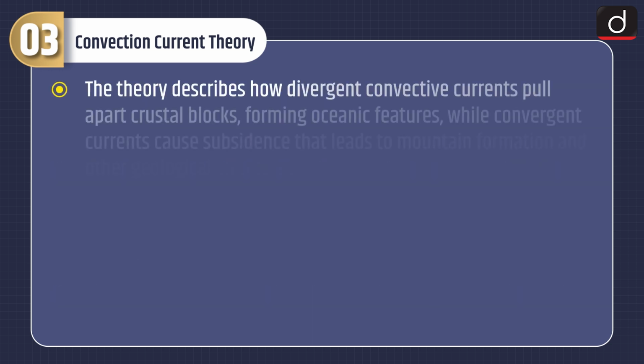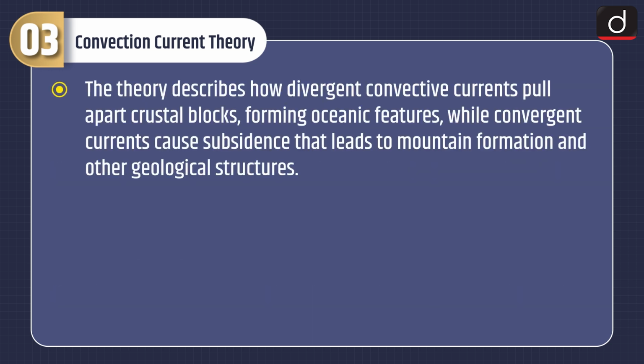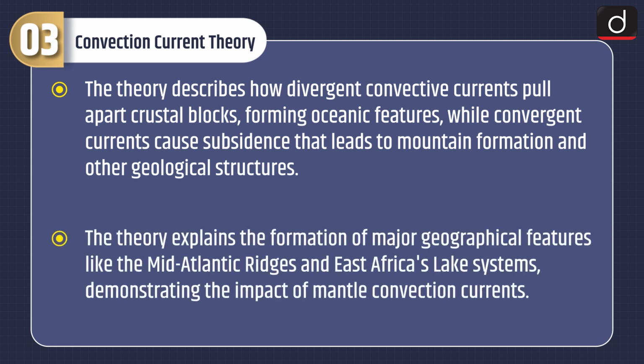The theory describes how divergent convective currents pull apart crustal blocks, forming oceanic features, while convergent currents cause subsidence that leads to mountain formation and other geological structures. The theory explains the formation of major geographical features like the mid-Atlantic ridges and East Africa's lake systems, demonstrating the impact of mantle convection currents.